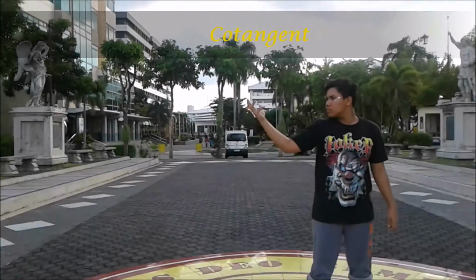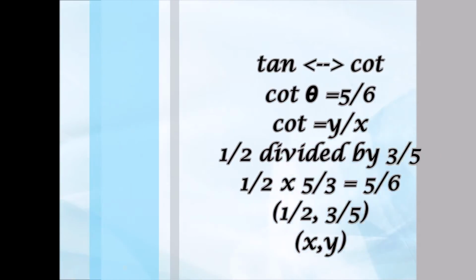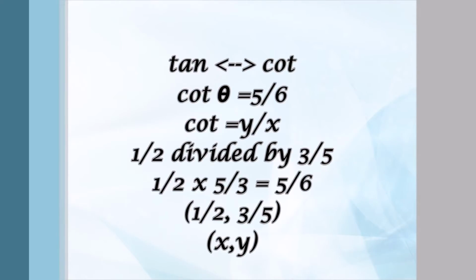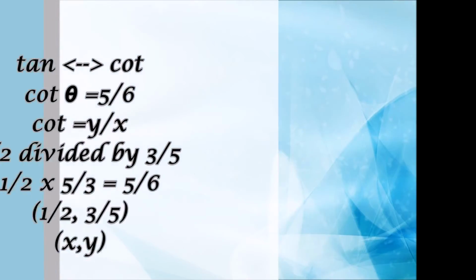The opposite of tangent is cotangent. The answer is cotangent theta is equal to 5 over 6, because in the coordinate 1/2 and 3 over 5, the cotangent representation is x over y. 1/2 divided by 3 over 5, but first reciprocal the divisor and change the operation into multiplication. So 1/2 multiplied by 5 over 3 equals, cotangent theta equals 5 over 6.